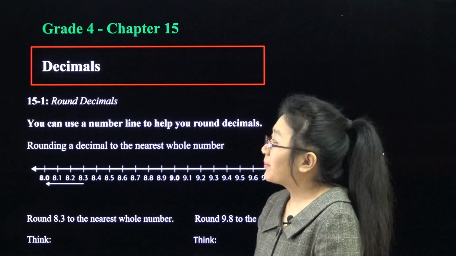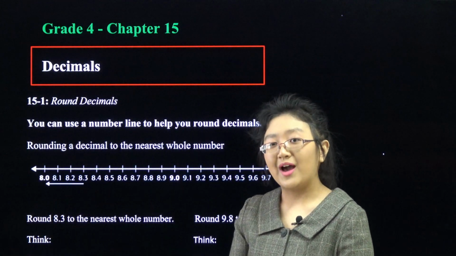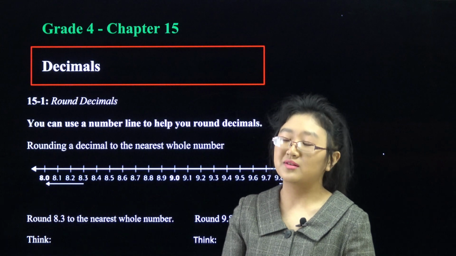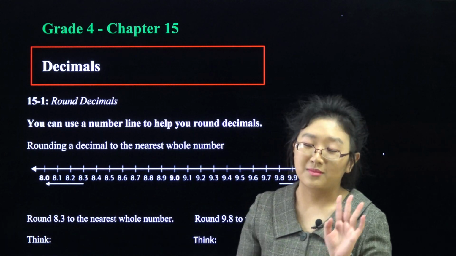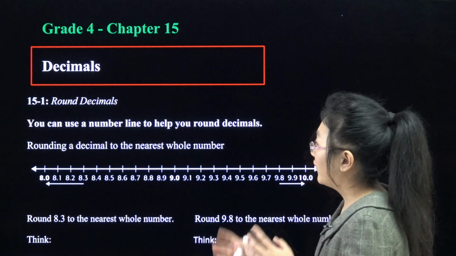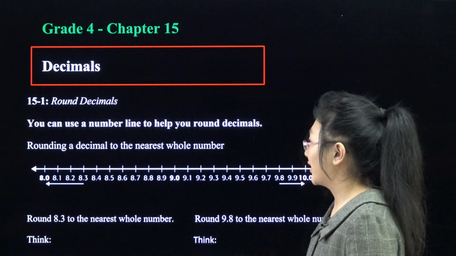This is grade 4, chapter 15, where we will be teaching you about decimals. I know, you're probably thinking, we've done this before, but this is something different, trust me. Now for the first section, we're going to be talking about rounding decimals.